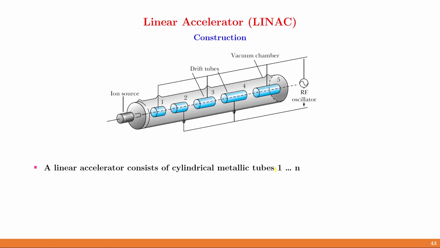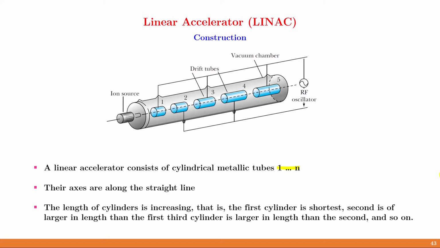As shown in this figure, a linear accelerator consists of cylindrical metallic tubes which are denoted from 1 to n. Their axes are along a straight line. And as you can see from this figure, the length of the cylinders is increasing. That is, the first cylinder is shortest, the second is of length larger than the first, and the third cylinder is larger in length than the second, and so on.